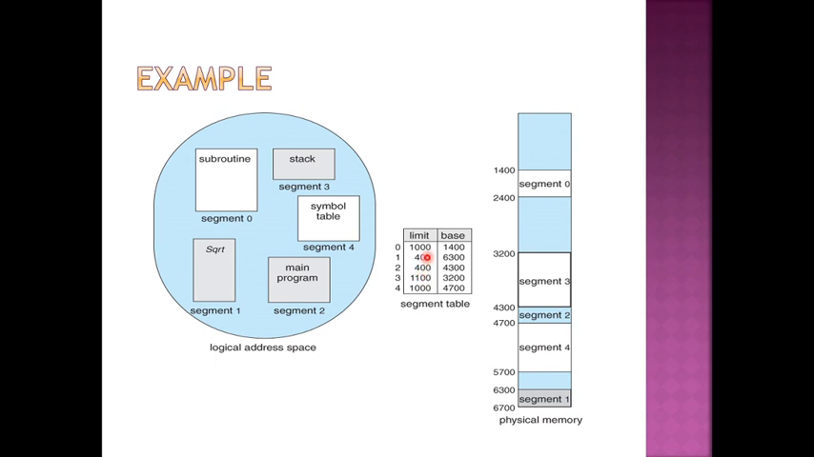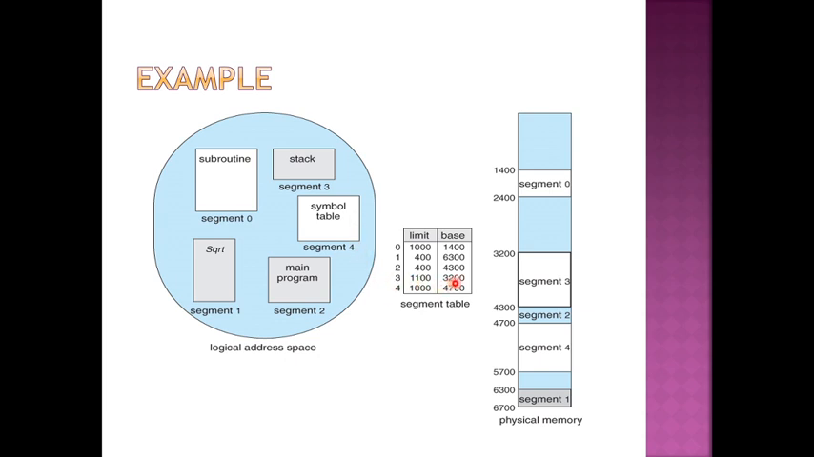So this limit is the maximum size of the segment. Why is this limit required? Because every segment is of a different size. This limit was not there in paging because all the pages were of the same size. I hope everybody is getting what we meant. Now let us take one more. Let us look at segment 3.